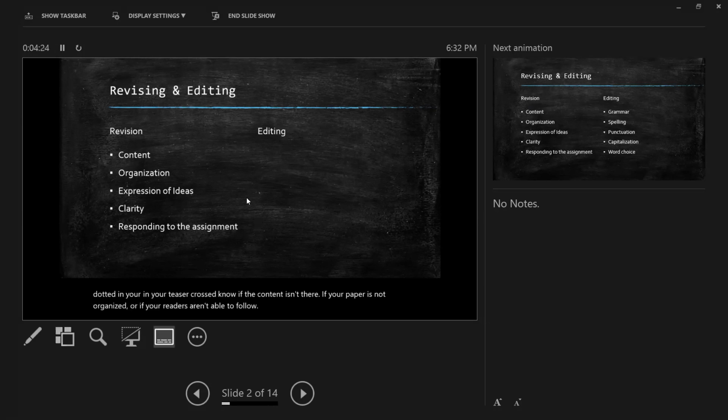And then clarity just means clarity of ideas. These next two kind of go hand in hand. Just say what you mean clearly. And then finally, everyone nailed this one, responding to the assignment. Responding to the assignment is just doing what you're asked to do.